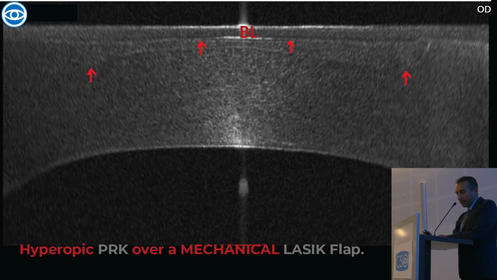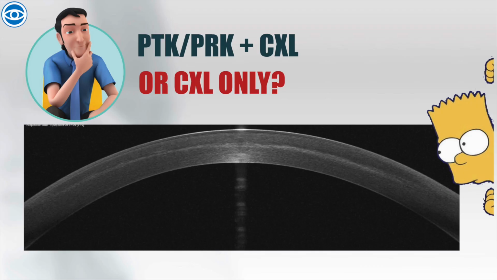So you see the LASIK flap, it's minuscule, and you see Bowman's layer, but it disappears just 2 or 3 millimeters out and fuses. That's actually a patient we treated with a hyperopic PRK over a LASIK flap, because it was a customized hyperopic PRK. Okay, so the same concept, you take it further for patients with cross-linking and keratoconic patients.